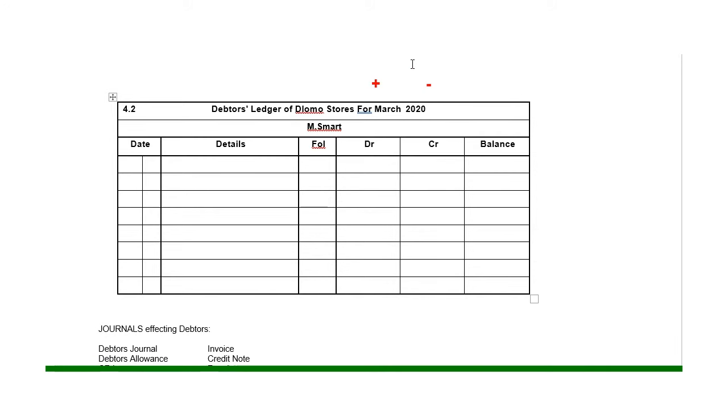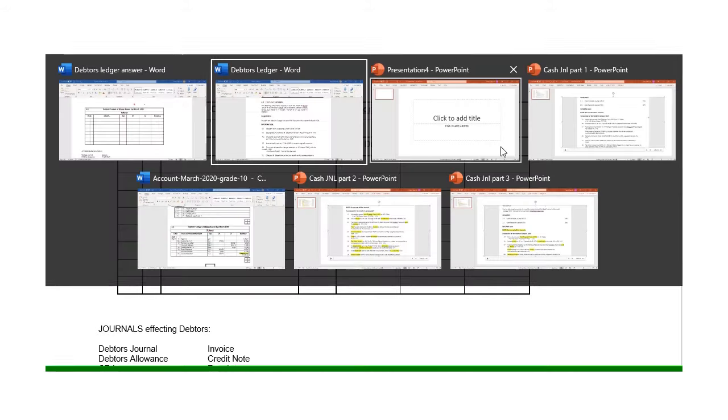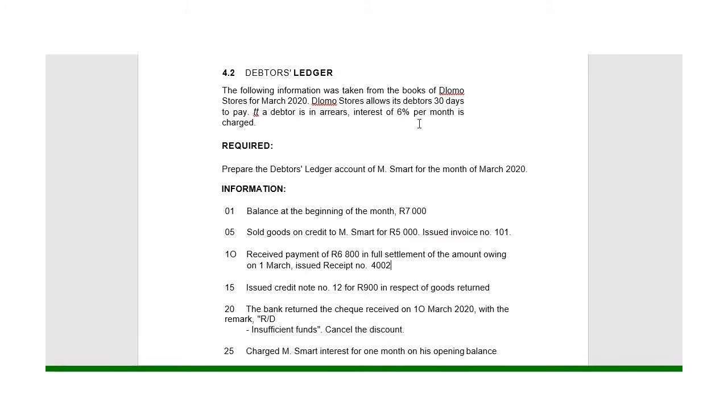If it was the creditor, it's a liability, it increases on the credit, decreases on the debit. So just the opposite, but same procedures to follow. So let's see what they give us. The following information was taken from Dlomo Stores for March.